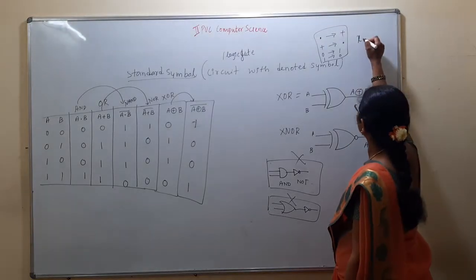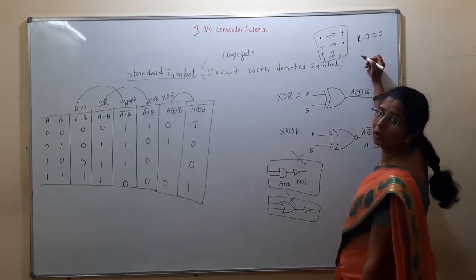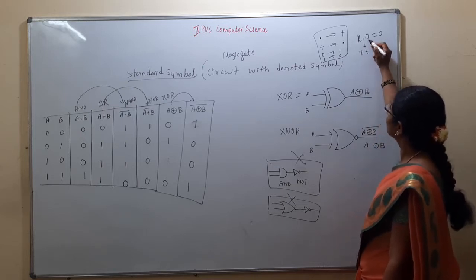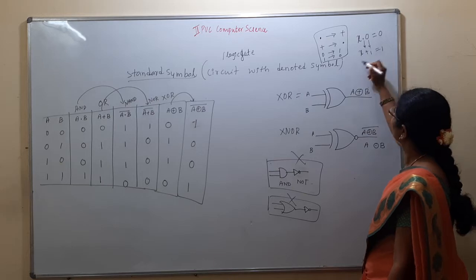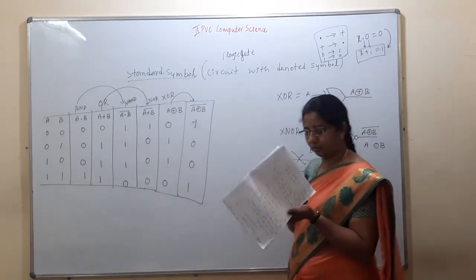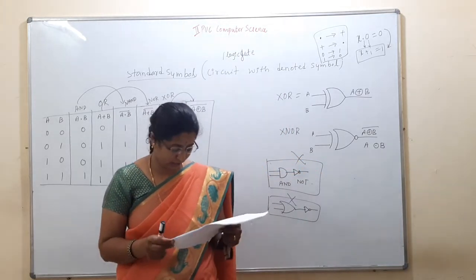And take one example, x into 0 equal to 0. Apply your duality. This dot will be changed to plus, 0 will be changed to 1. This is the dual form of the given expression. You got it?